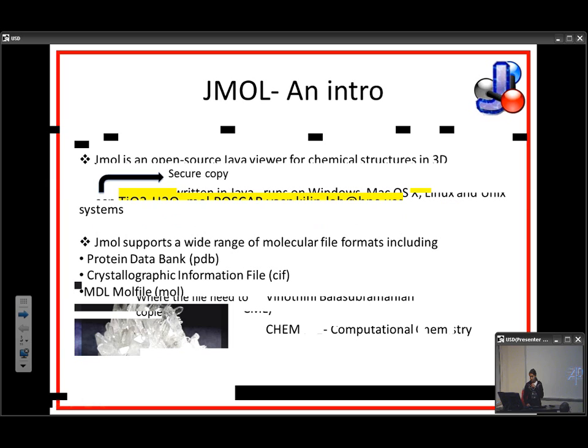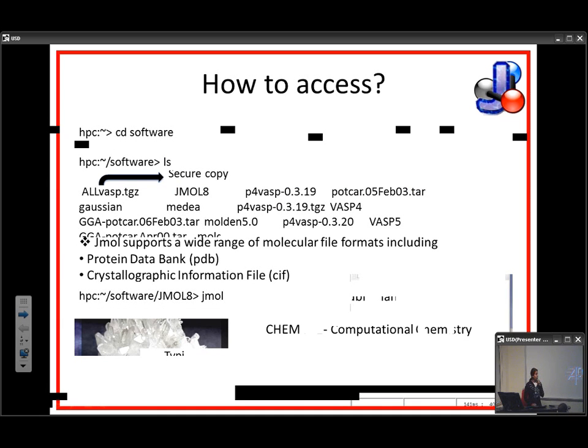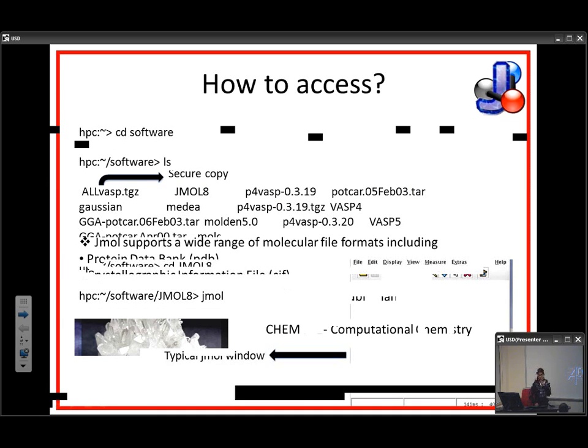And here is a simple introduction about Jmole. It is an open source Java viewer for chemical structures in 3D, and this is written in Java and runs in Mac OS, Linux, Unix, and Windows systems. And it supports a lot of various input files in the PDB format or CIF format, MOL or CML format.